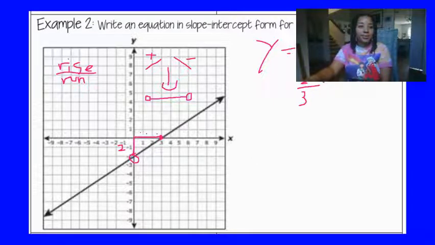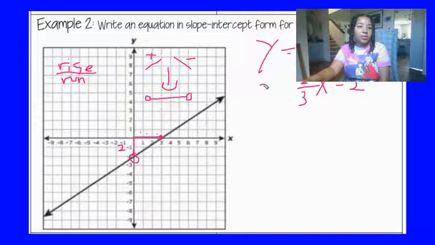All right. And then we had our y-intercept, which was -2. And it's a positive slope, so there's no negative. So it should look just like that. Just like that. All right.